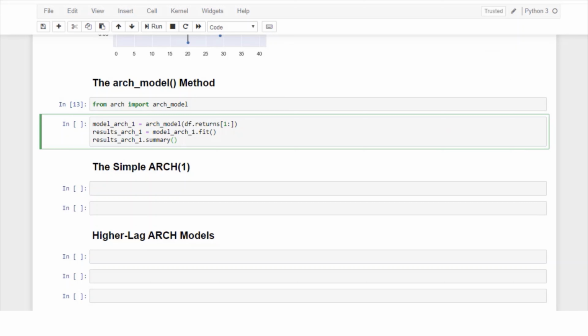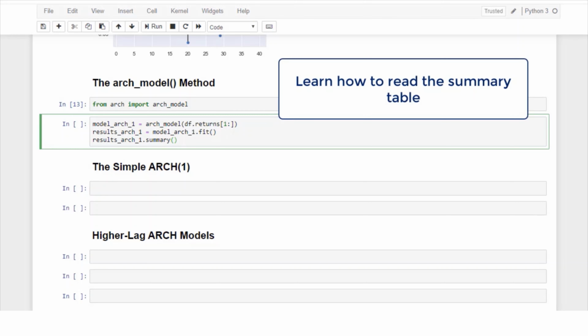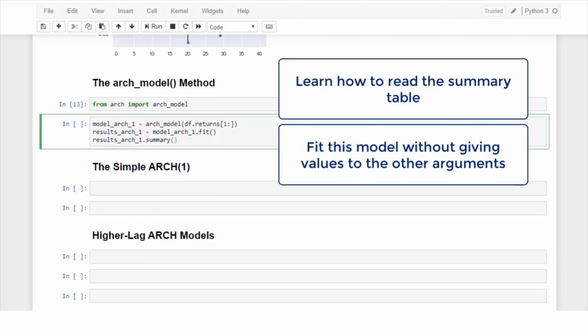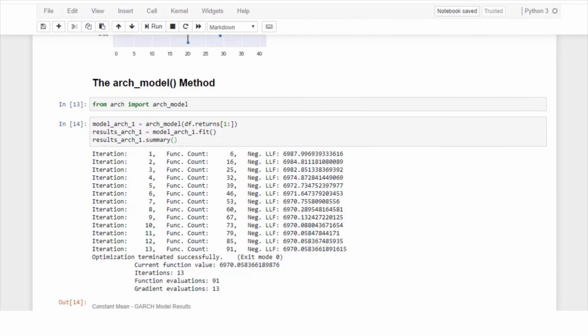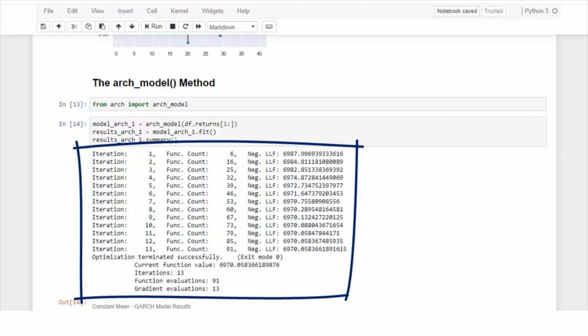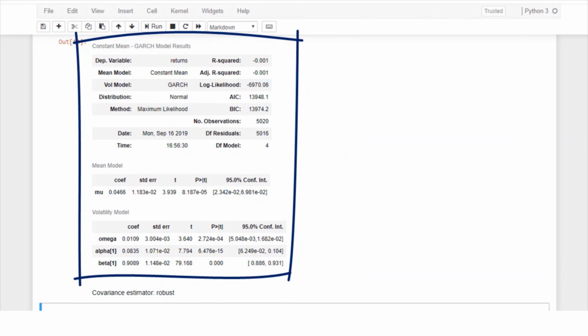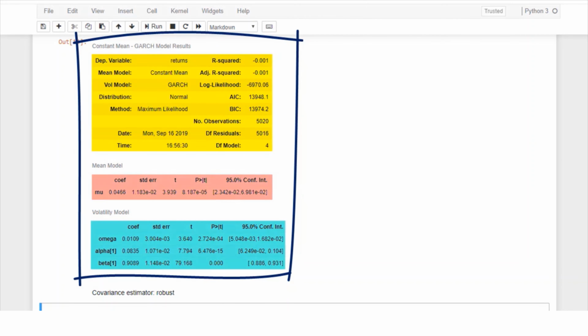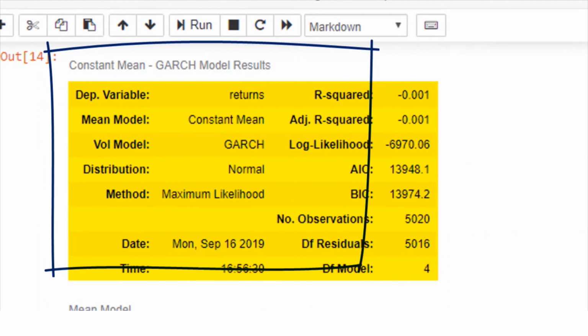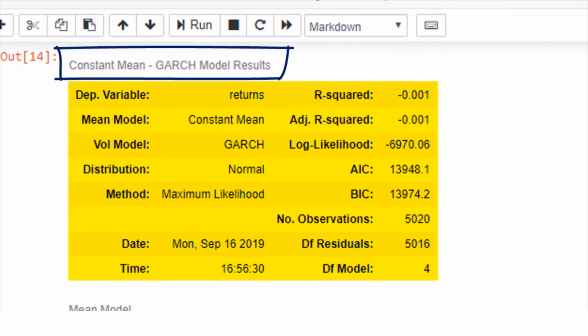Our goal right now is to learn how to read the summary table. So let's fit this model without giving values to the other arguments, and then print out its summary. Okay, for the time being, we're going to disregard the computational outputs of fitting this model and focus on the summary table. We see the table has 3 parts, so we're going to start with the top one labeled Constant Mean, GARCH Model Results.